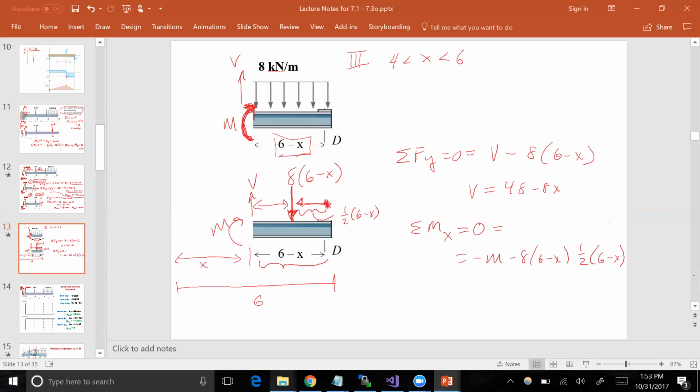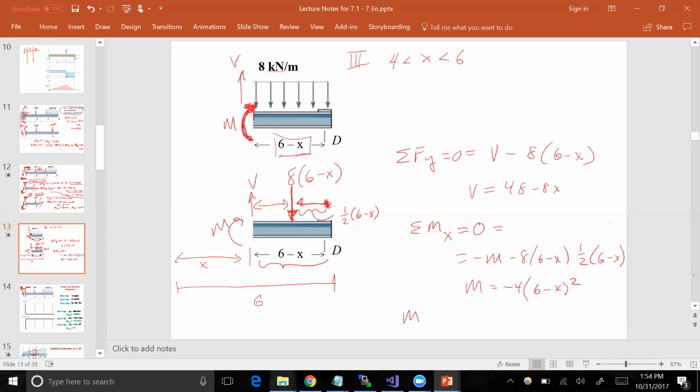You can see it starts to get interesting. We're now dealing with polynomials, right? You never thought you'd have to deal with polynomials again, did you? And that means M equals minus 4, and you can even try to clean it up a little bit, times 6 minus x squared, making it easier to plot.